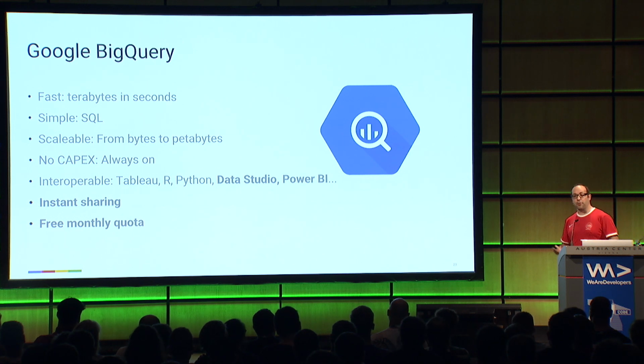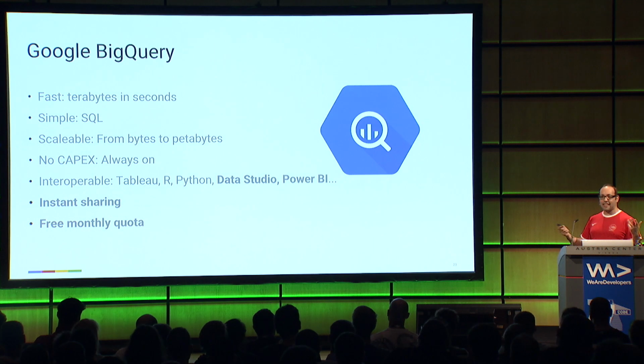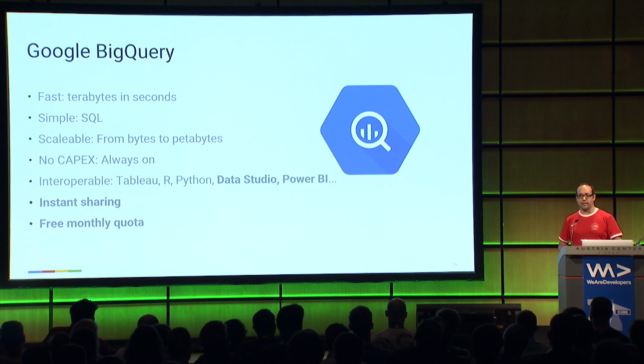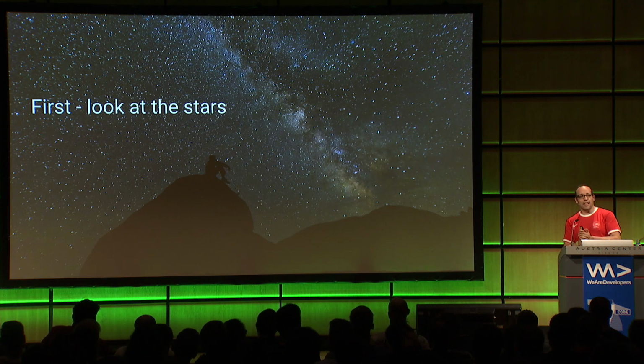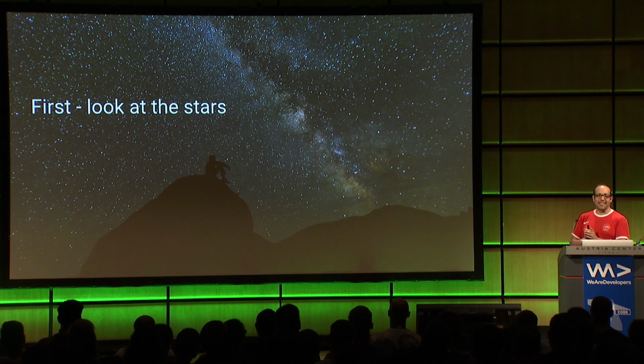So Ilya decided to use BigQuery. He stored all of this data of GitHub in BigQuery, and now you can go and query it to see what's happening right now, up until the last hour. Let's start by looking at the stars. What stars am I talking about? GitHub stars. Yes, people love GitHub stars.